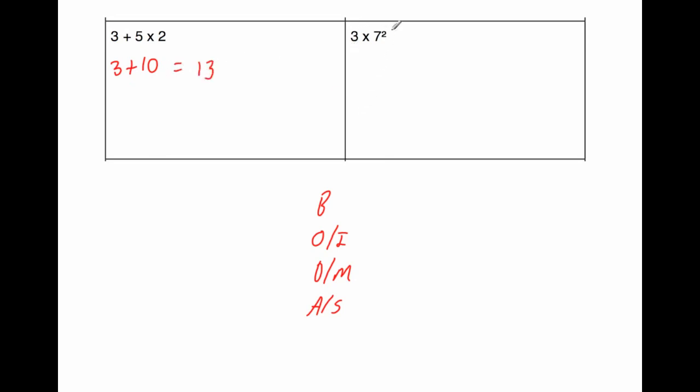Our next question, we've got a squared in this question, so we're going to have to work out that first. So 7 squared, that's 7 times 7, which is 49. So we've got 3 times 49, and we're just going to work out 3 times 49. So 49 times 3 would give us 3 times 9 is 27. Put the 7 down, carry the 2. 3 times 4 is equal to 12, plus 2 is 14. So our answer would be 147.